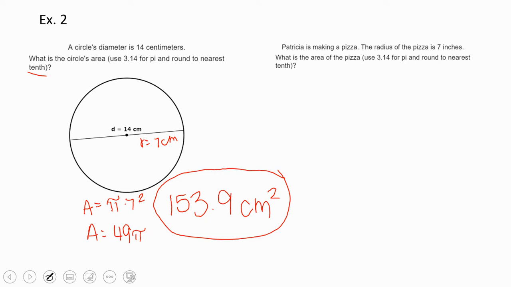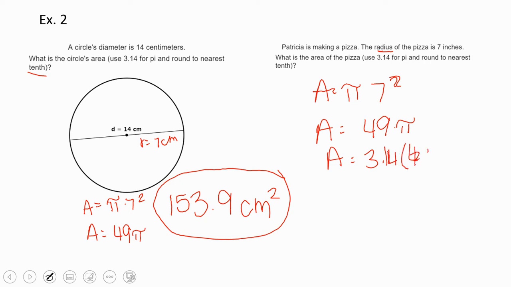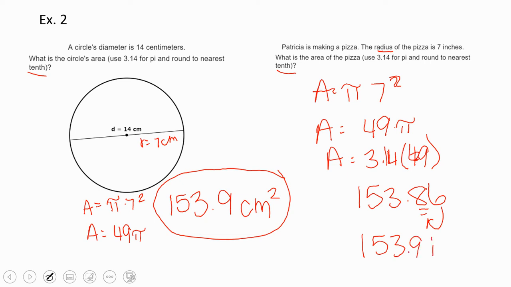Trisha's making a pizza. The radius is 7 inches. What's the area? We're given the radius, so we can go ahead and use our formula, pi r squared. Oh, I didn't even realize that this is the same thing. Makes it easy. So we have 49 times pi. Again, you're going to put 3.14 in for pi and multiply it. You get 153.86, rounding to the nearest tenth. So the 6 is going to round the 8 up: 153.9 inches squared.